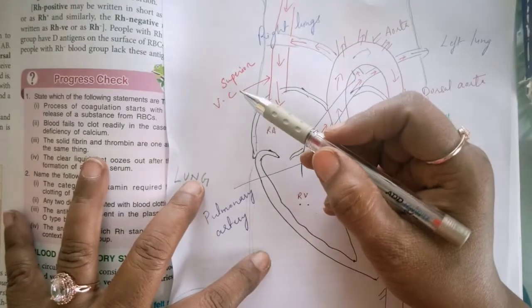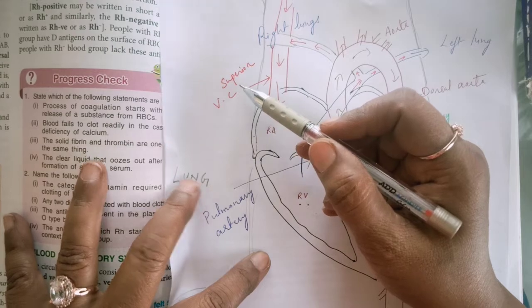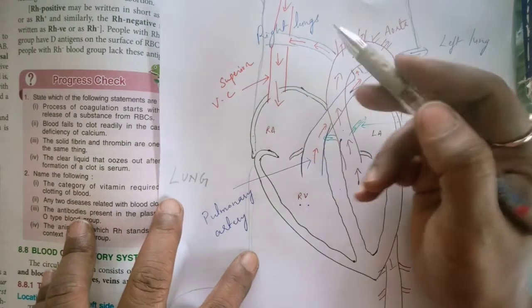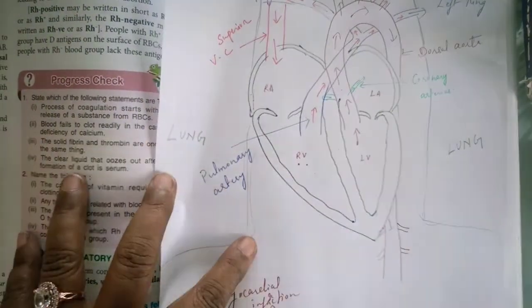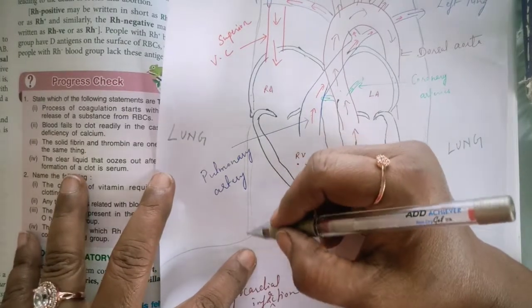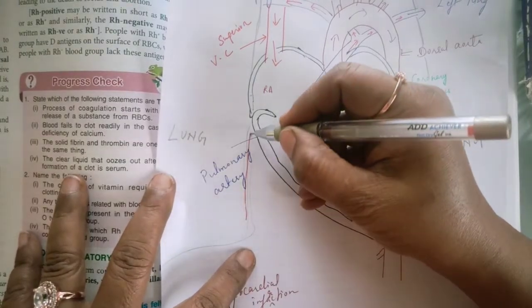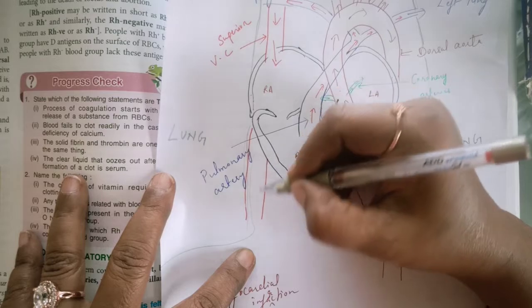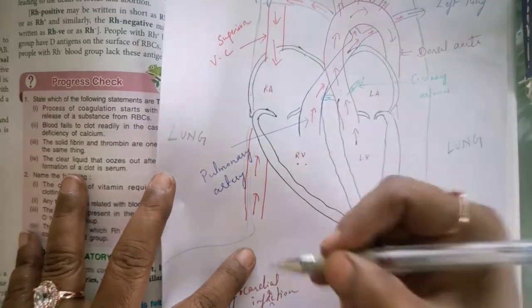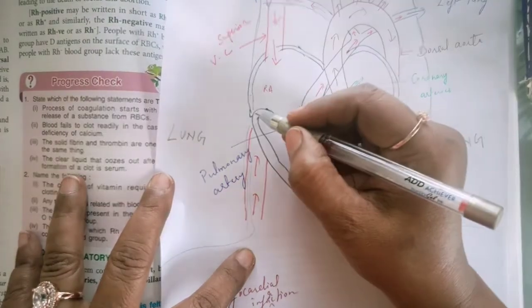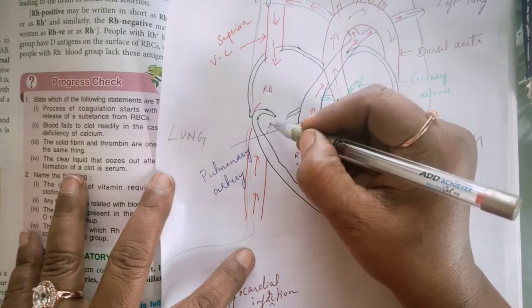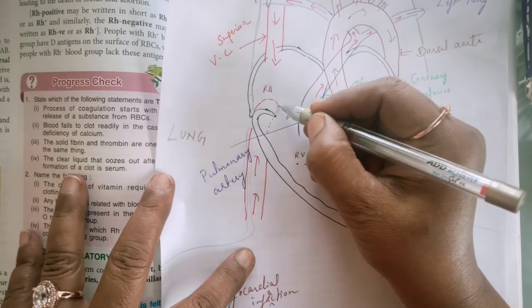It is the superior, or sometimes it is also referred to as the anterior vena cava. And another large blood vessel comes from the lower direction, from the lower part, the abdomen and the legs of the body, bringing deoxygenated blood, and that too has its opening here in the right auricle.